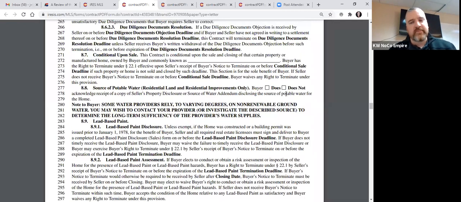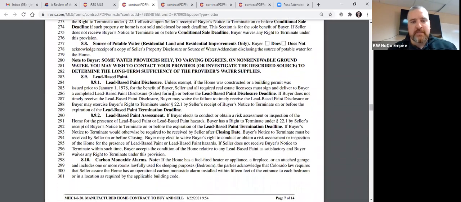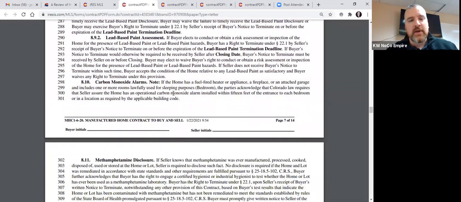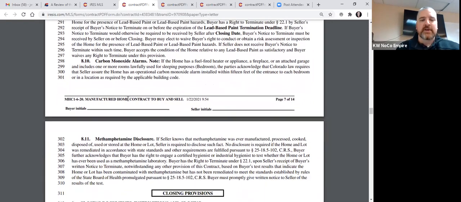Source of potable water. Does the buyer acknowledge receipt of the source of water or not? Check the appropriate box. Okay, lead-based paint. Again, we already kind of talked about this. It operates exactly the same fashion as the contract to buy and sell. Carbon monoxide alarm. If the home, not the property, has a fuel-fired heater, appliance, fireplace, attached garage, or includes one or more rooms lawfully used for sleeping purposes, aka bedrooms, then the parties acknowledge that alarms have to be within 15 feet of the entrance to any bedroom. So really nothing changed there.